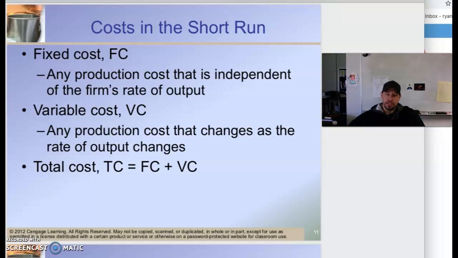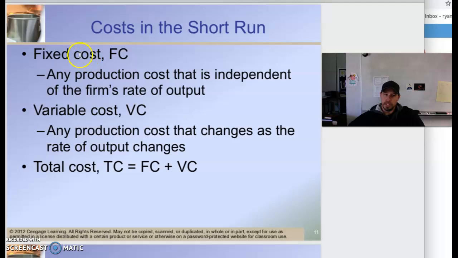Alright, in this video we'll get into the cost side of things and introduce a few terms, how to calculate different types of costs, and this will be useful in a lot of the questions and solutions that you'll have for your assignments this week. So we're going to introduce first of all fixed cost and variable cost and total cost.